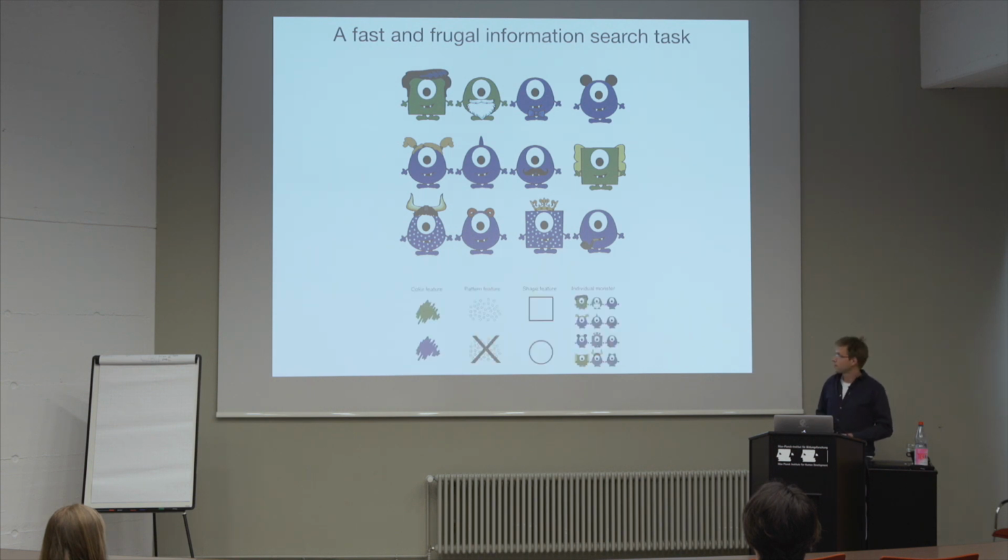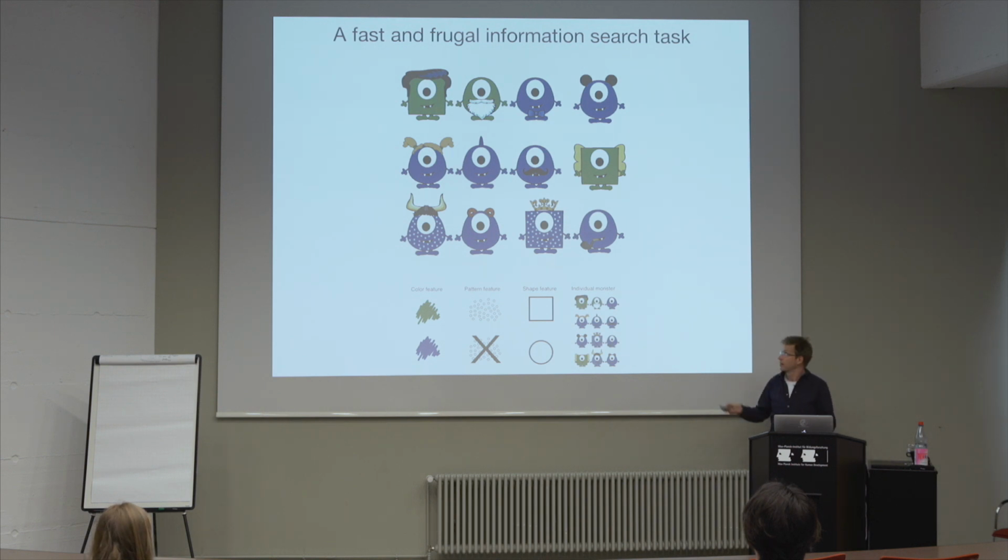We give them the initial choice between 4 questions. They can ask about the color feature, so they could ask, is it green? And I can say yes if that's the case, or no if it's not the case. They could ask about the pattern feature, the shape feature, or they could query an individual monster, like, is it this one or is it this one?